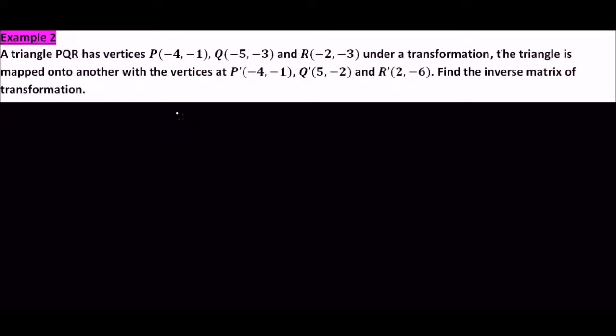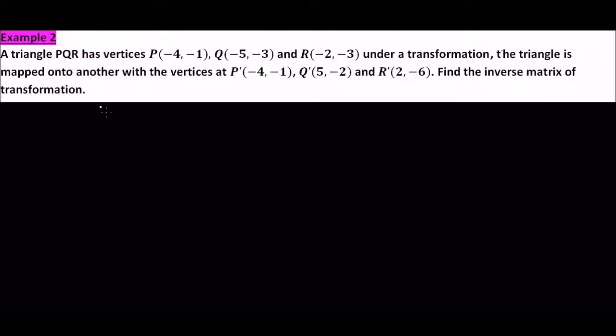So this is our example 2. And we are told that triangle PQR has vertices P(-4, -1), Q(-5, -3), and R(-2, -3), and under a transformation the triangle is mapped onto another with the vertices P'(-4, -1), Q'(5, -2), R'(2, -6). Find the inverse matrix of the transformation.